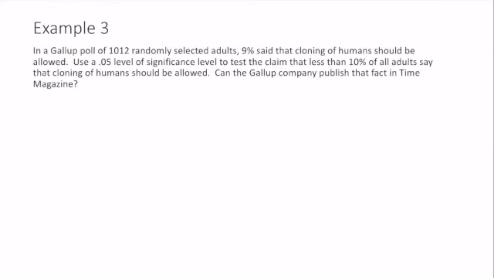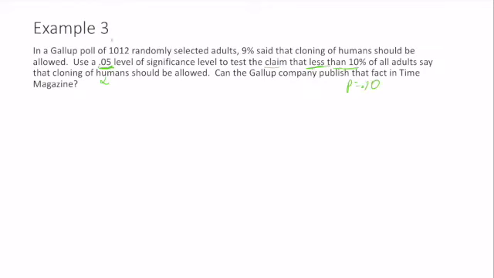So in a Gallup poll of 1,012 randomly selected adults, 9% said that cloning humans should be allowed. Use a 0.05 significance level. Okay, so it gave us our significance level this time. To test the claim that less than 10% of all adults say that cloning of humans should be allowed. Okay, so we're already told that our claim is that less than 10% of all adults say cloning of humans should be allowed.